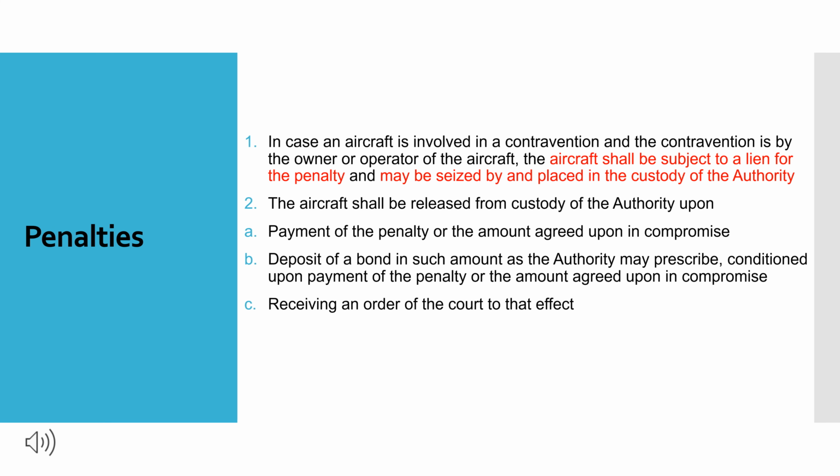Penalties. In case an aircraft is involved in a contravention and the contravention is by the owner or operator of the aircraft, the aircraft shall be subject to a lien for the penalty and may be seized by and placed in the custody of the authority. The aircraft shall be released from the custody of the authority upon the payment of the penalty, or the amount agreed upon in compromise, or deposit of a bond in such amount as the authority may prescribe, conditioned upon the payment of the penalty or the amount agreed upon in compromise, or after receiving an order of the court to that effect.